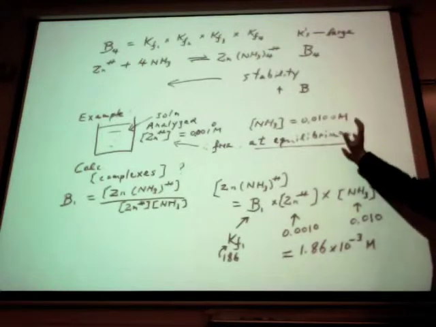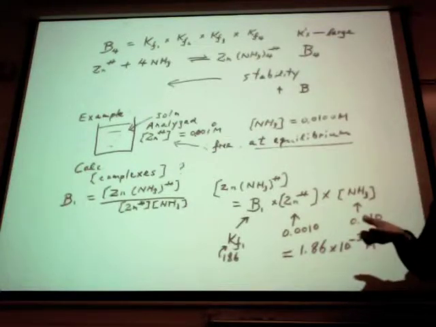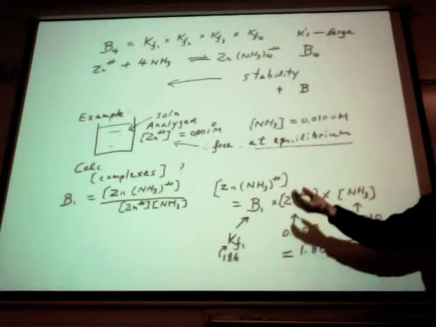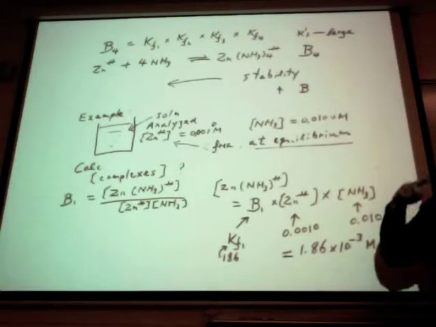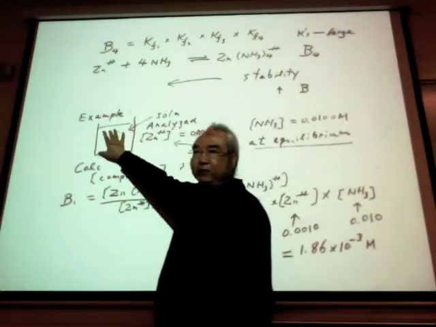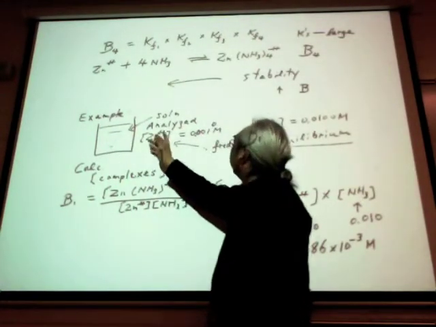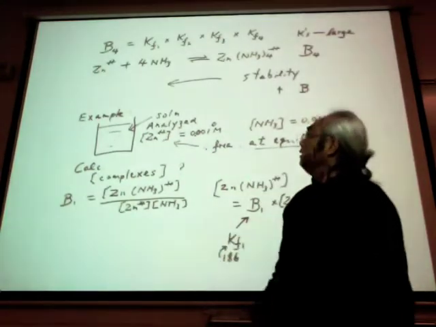Okay, now there will be some tricky questions, whether equilibrium concentration versus initial concentration in a reaction. Those are different deals, so be very cautious. So look at this example now. This is a mixture containing zinc ion and ammonia.